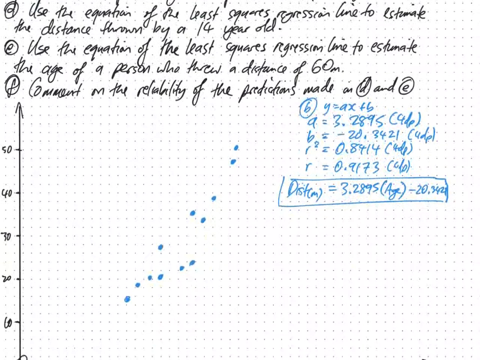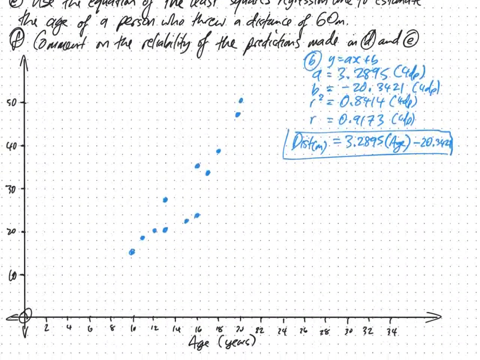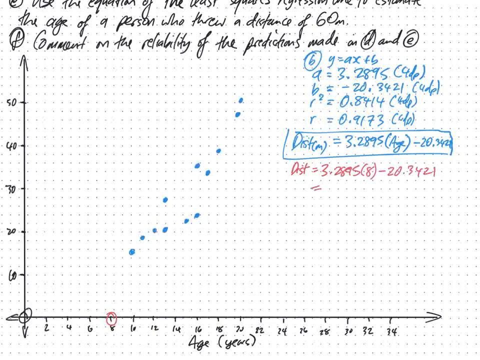So I've plotted the points here. I want to draw a line through these dots that's reasonably going to fit. So I need to choose an x value that's somewhere on the left of my data. So I don't know, 10. I could go a bit further. I could go 8. So that's the first point that I'm going to draw. So I need to find the distance when x is 8: 3.2895 times 8 minus 20.3421. Do that in the calculator.